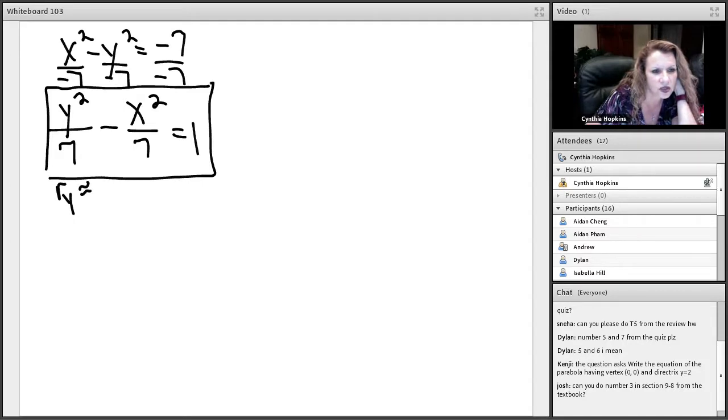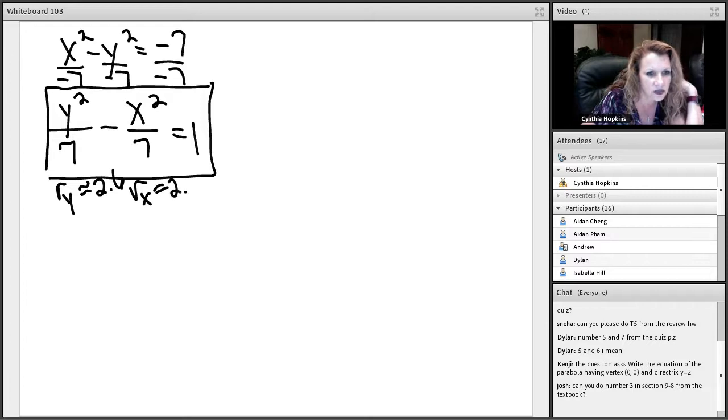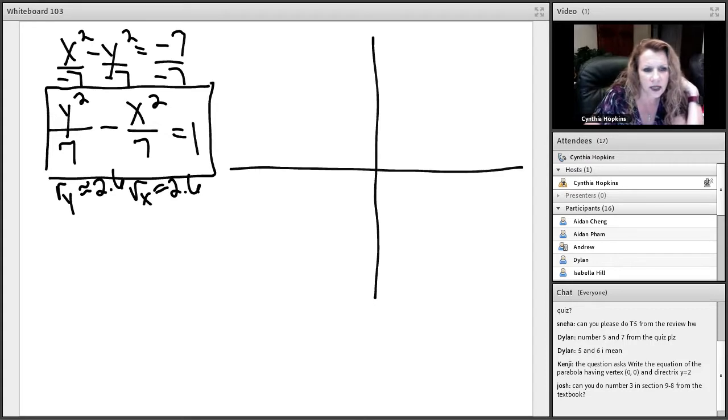All right, so I want to know what my x and y radius will equal. So I'm just going to put that r sub y is approximately, and I'm going to take my calculator and plug in the square root of 7. Let's see, that's 2.6 approximately, and so this is also 2.6. Okay, so here's my graph. My center is at the origin, 0, 0. My x radius for my hyperbola is 2.6, so about right there and there. And then my y radius is also 2.6.